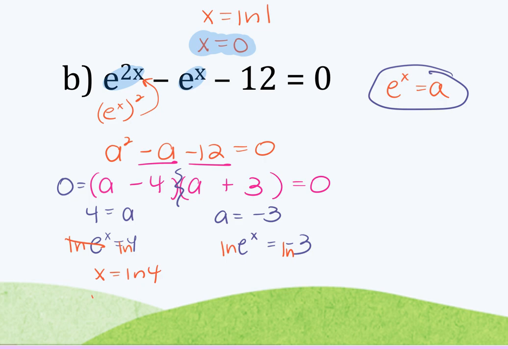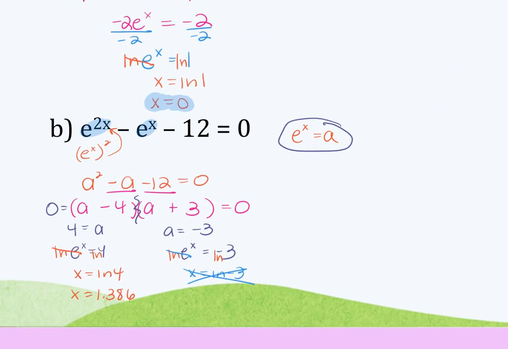That's 1.386. And then ln of e over here cancels. I get x equals ln of negative 3. And you can type it in your calculator, but it's going to give you an error because you cannot find the log or natural log of a negative number. So the only answer that works in this case is 1.386.